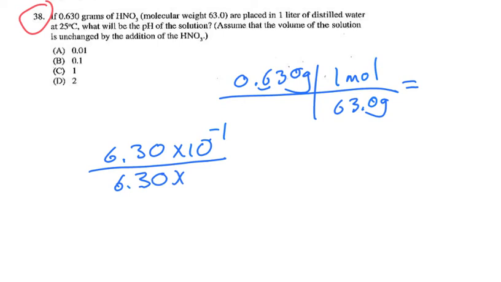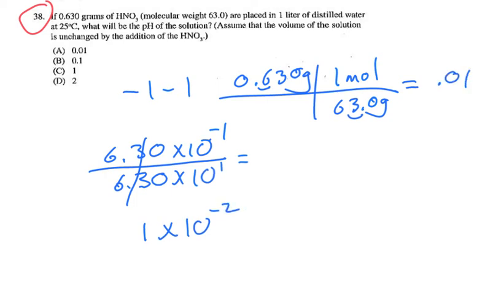The bottom is 6.30 times 10 to the, well, we moved it one place to the right, so it's going to be 1, and then that 6.3 divided by 6.3 is 1. We are going to subtract the exponents. Minus 1 minus 1 is minus 2, and so our answer is going to be 0.01 moles. And it's in a 1 liter solution, so it looks like the answer is going to be B.